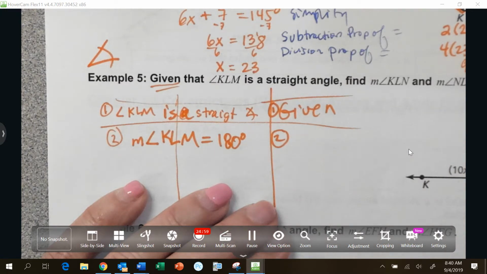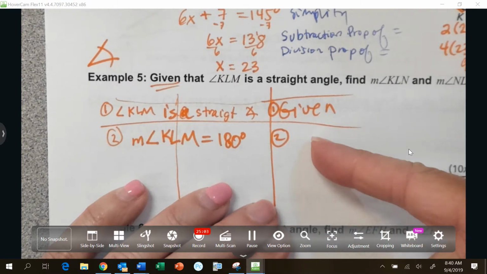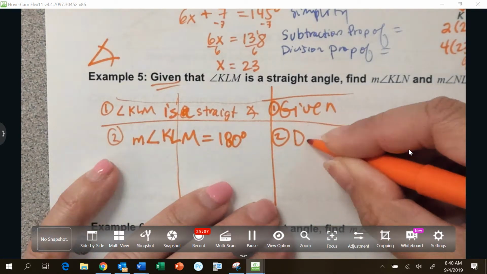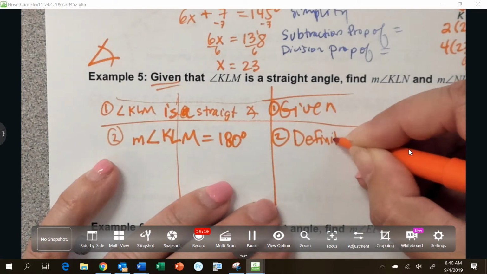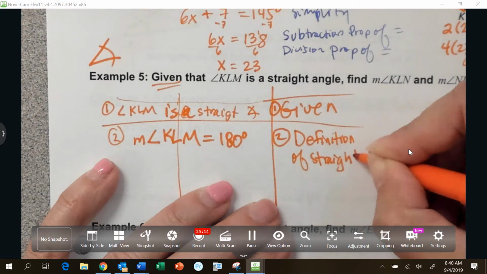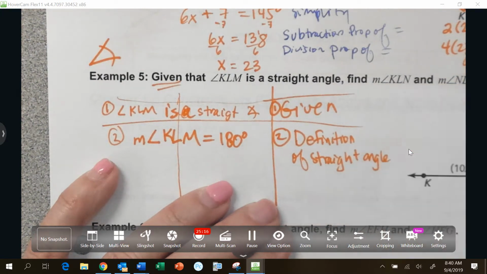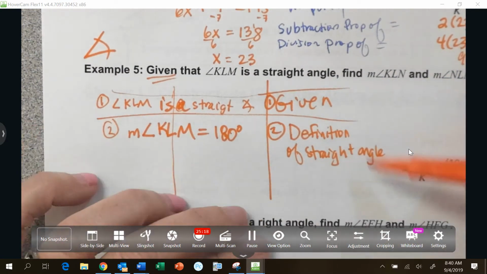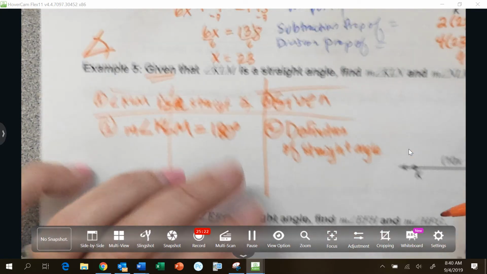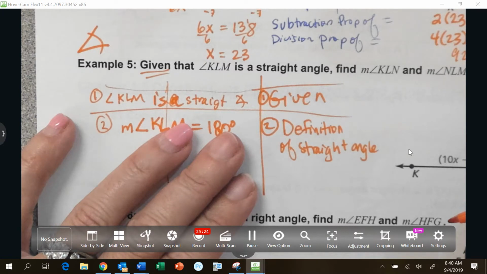You could say it in your own words. I'll tell you what goes here. Lynn? Yeah, it's a definition of what a straight angle is. Definition of straight angle. Okay, I'm not going to finish. There'd be more steps and reasons. I'm not going to finish that because we've done a bunch of these. We're just going to solve it real fast.